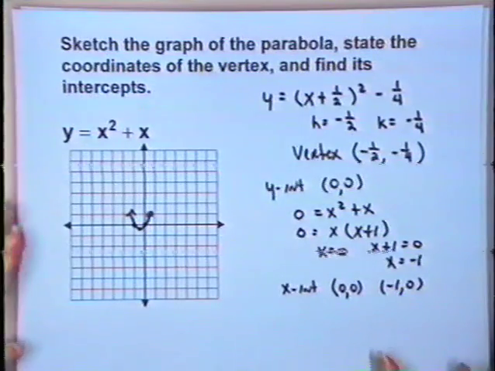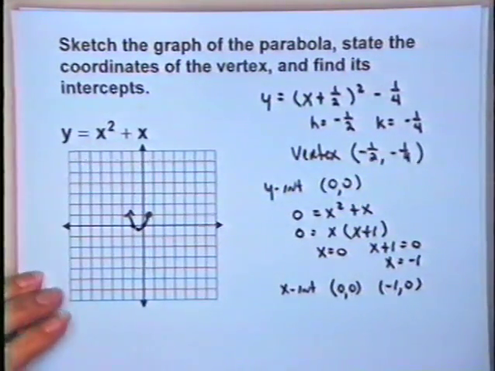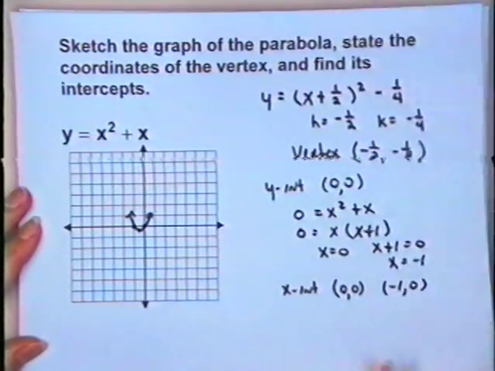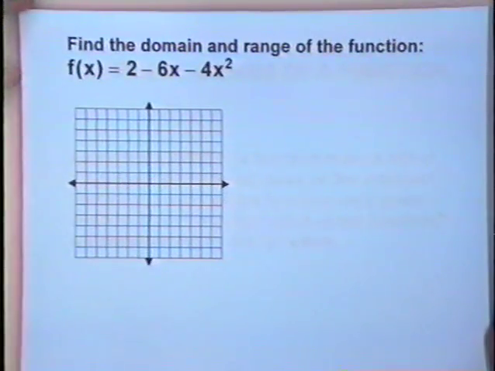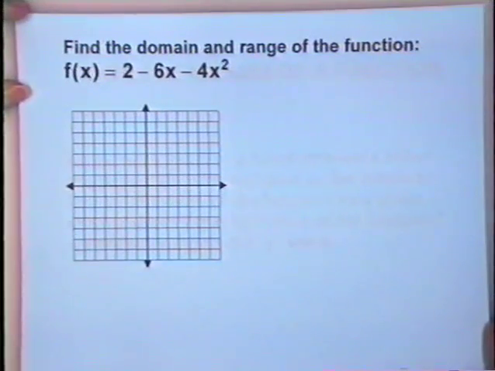Now in this next example, we're going to be asked a different question, but we're going to find that we can answer it by some of the same processes that we've looked at up to this point. Find the domain and range of the function f of x equals 2 minus 6x minus 4x squared.